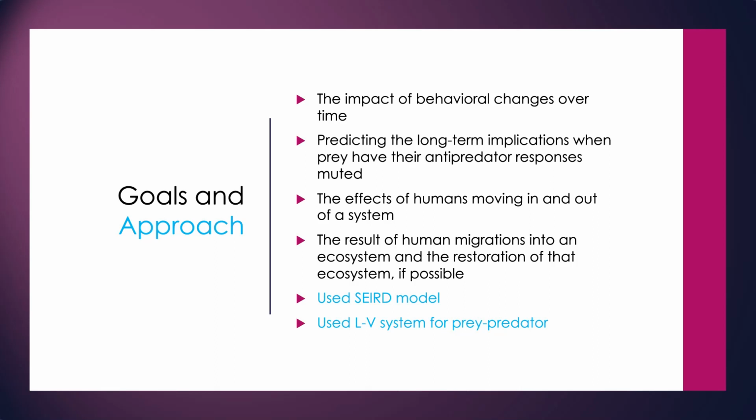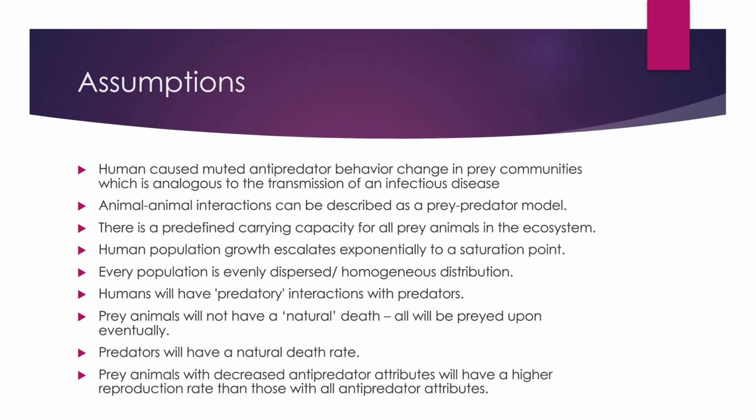The other model that we used to create our equations with was the Lotka-Volterra model. This is a prey consumption rate by a predator, a proportional consumption rate between the two and the amount of the prey in the environment. So we use this model to help with stabilizing predator and prey within a system, as well as when the humans were to then move into that system.